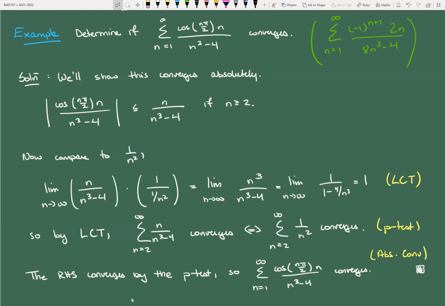I'm even debating whether or not I should do it because I want to get to the root and ratio test, but we'll see. I've got Thursday as well.